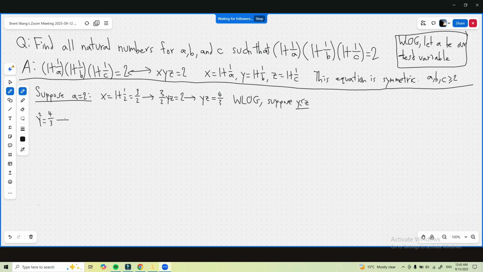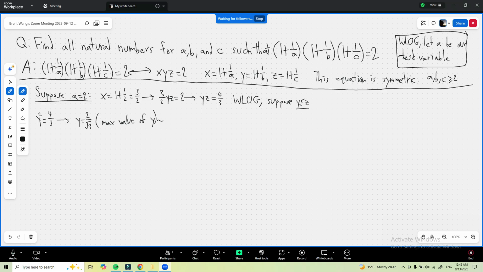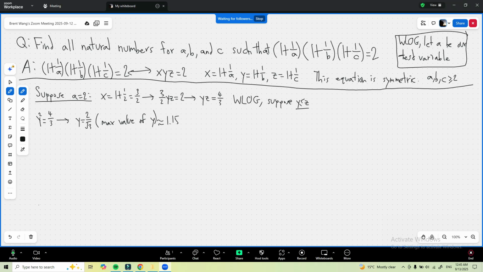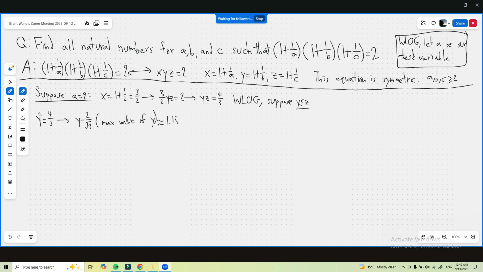And then y is usually plus or minus, but here y is equal to 2 over root 3. This is the max value of y. This is roughly equal to 1.15 if you put this in your calculator. So what is the minimum value of b in order to achieve the maximum value of y?